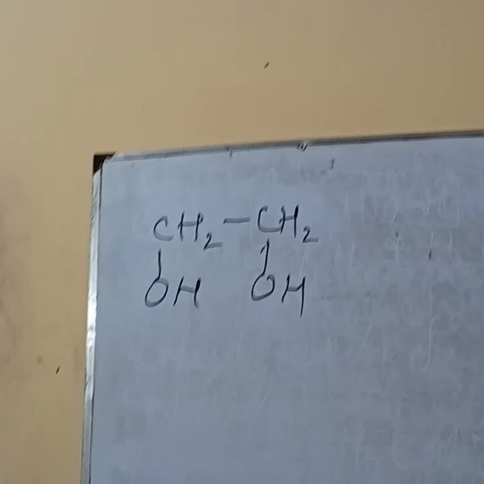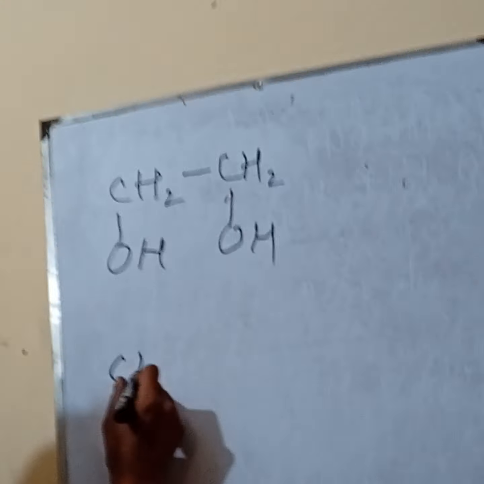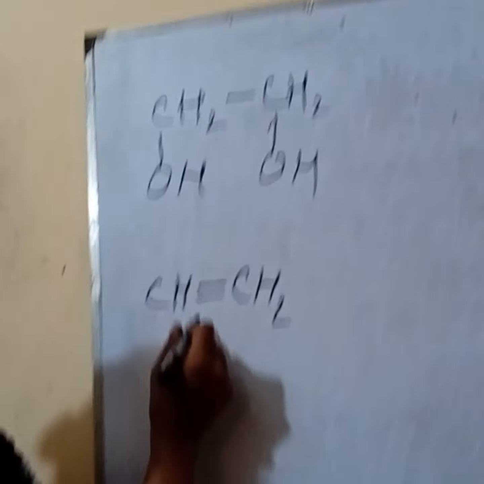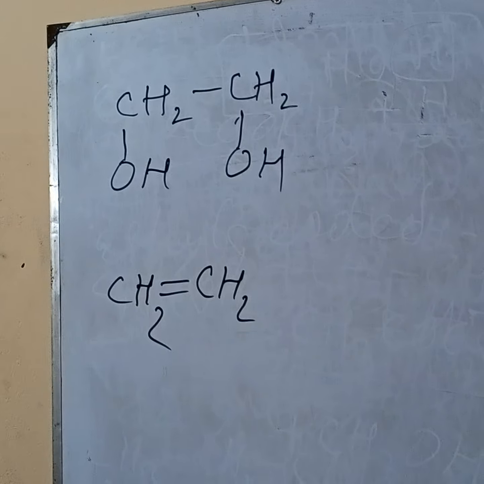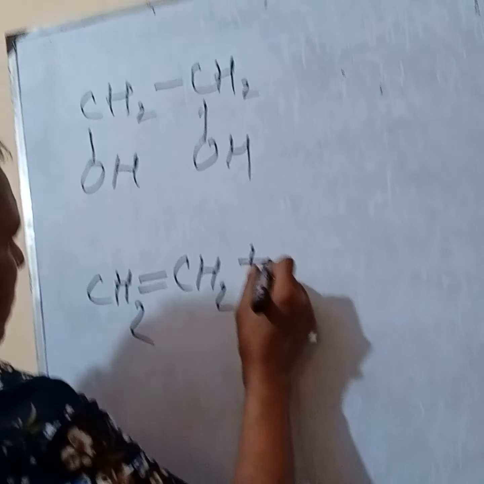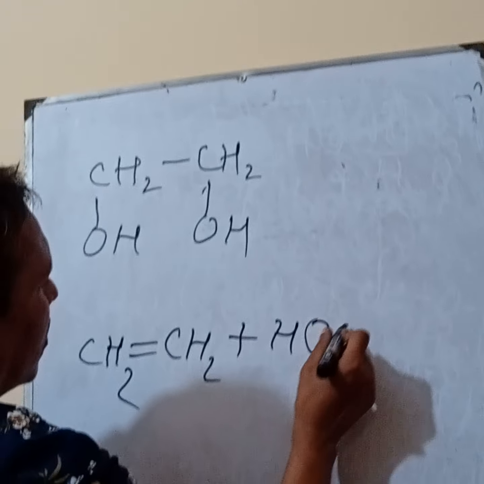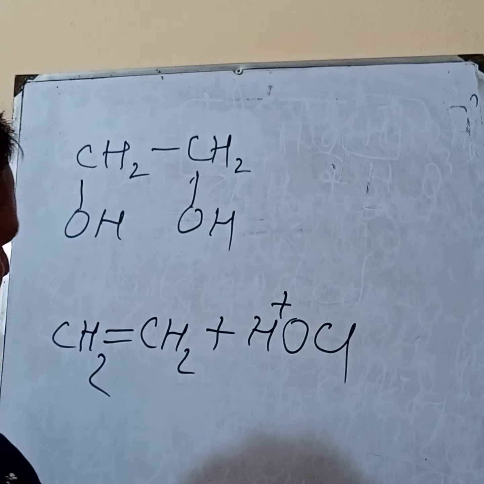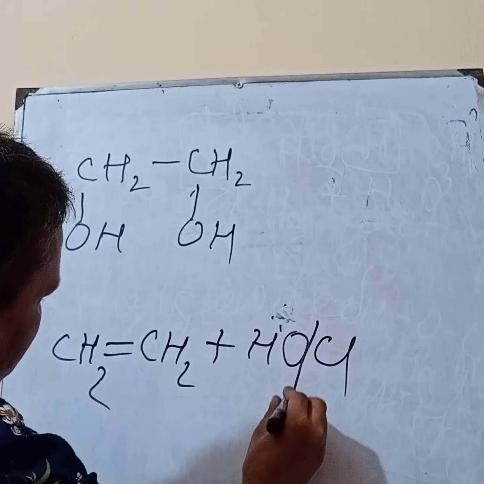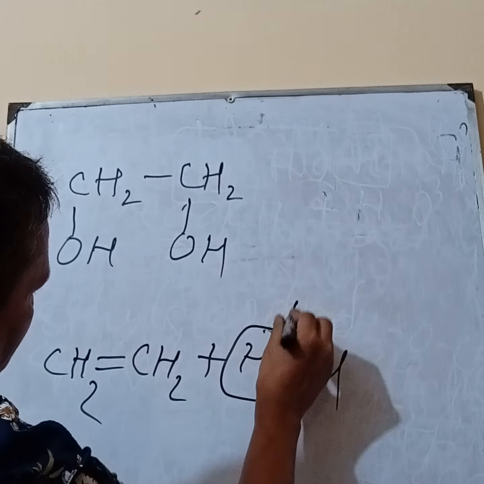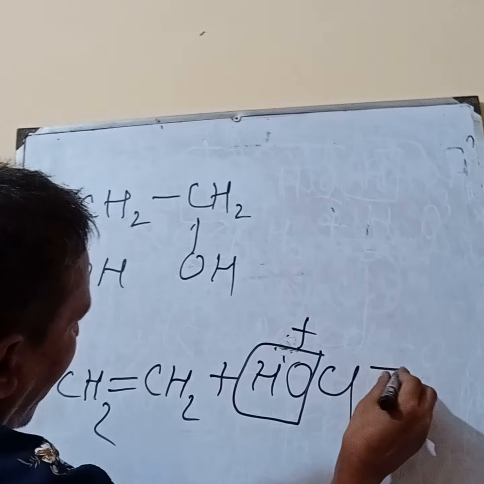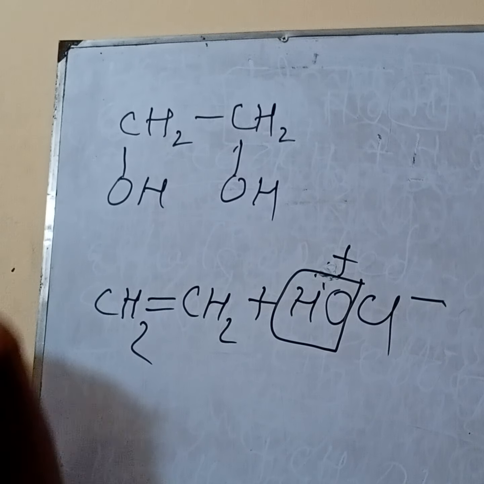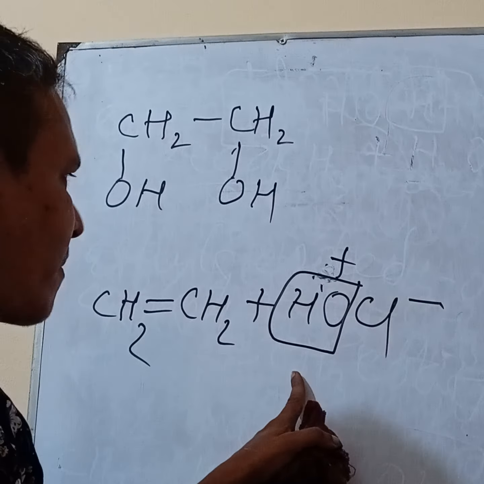To create this, first we need ethene, and then HOCl, hypochlorous acid. This is the plus, this is the minus. We know it is not minus, but chlorine is so electronegative that it must be plus.